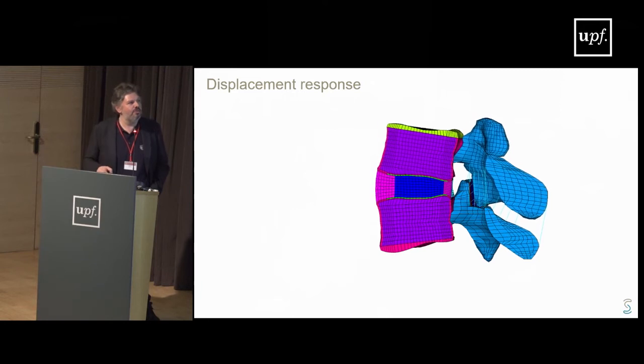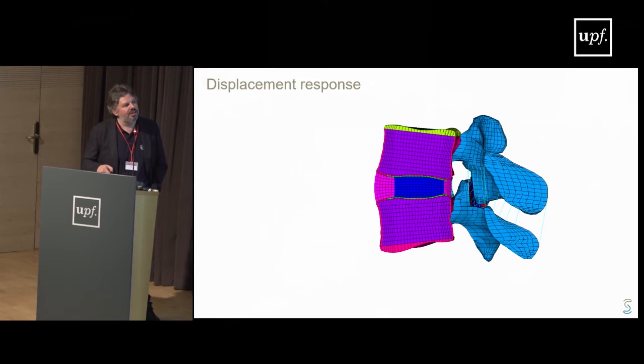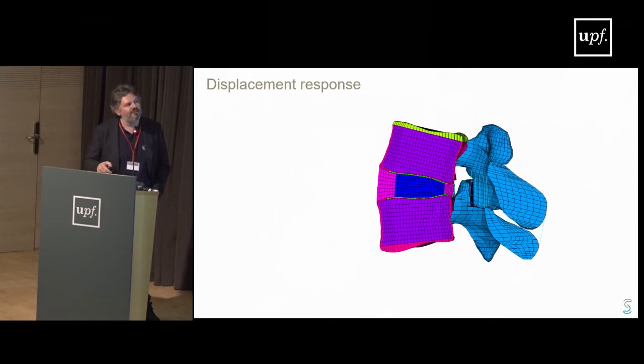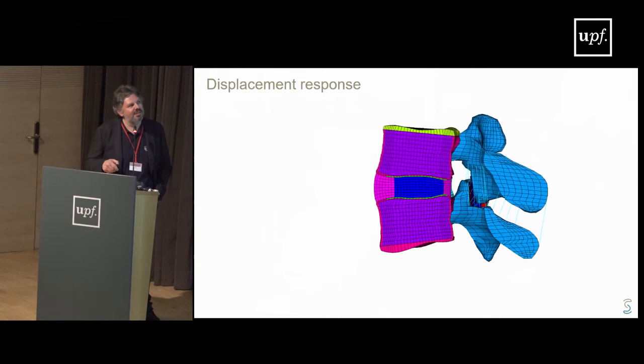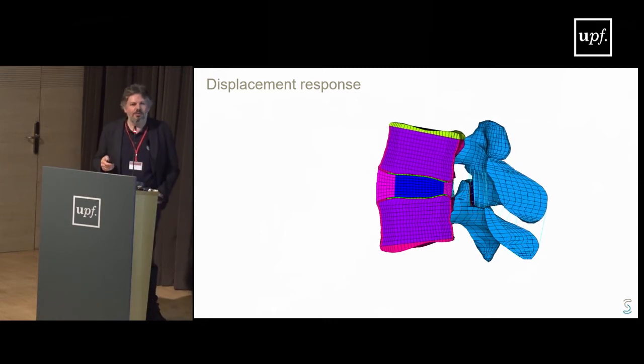So we can, of course, use the model to calculate the displacement response. Here we have a constraint on the bottom, so that the lower end plate of L5 is fixed, and we apply a pure moment on the top of L4. So we can use the model to see how the disc is bulging in flexion, things like that, and calculate the range of motion, which is a very important parameter to study the biomechanics of the spine.